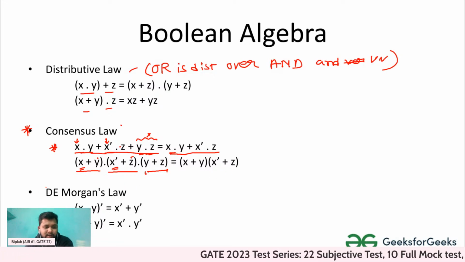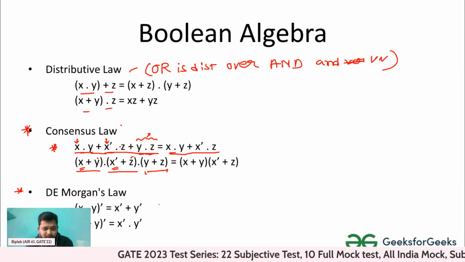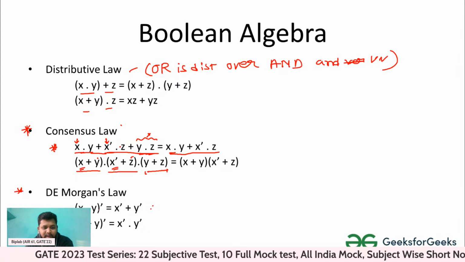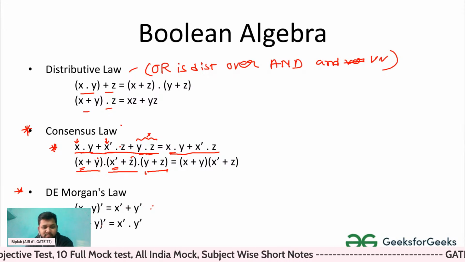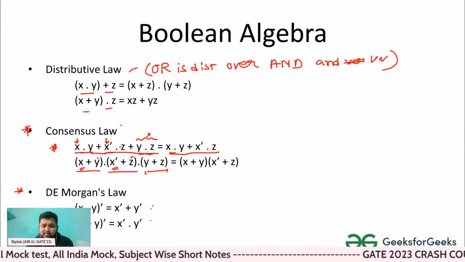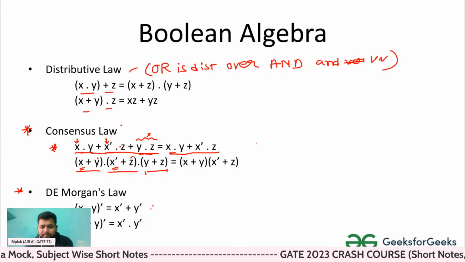Okay, now De Morgan's law, it is also important, but you may know this. Okay, that is (x dot y) whole bar is x bar plus y bar, and (x plus y) whole bar equals x bar dot y bar.